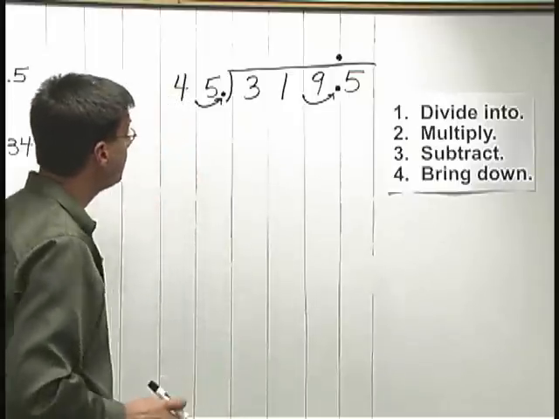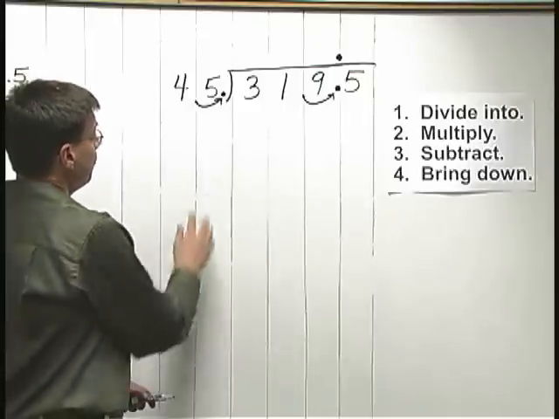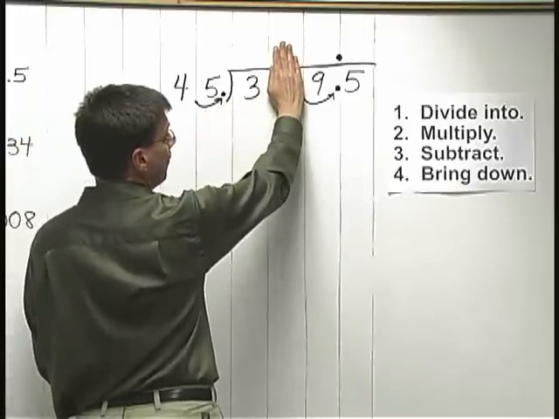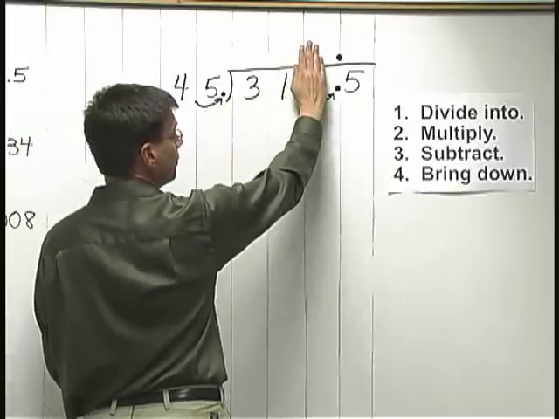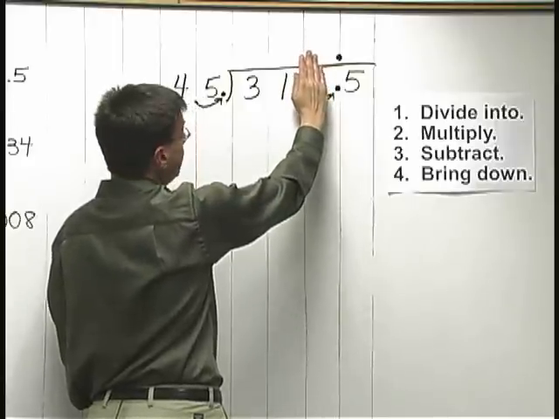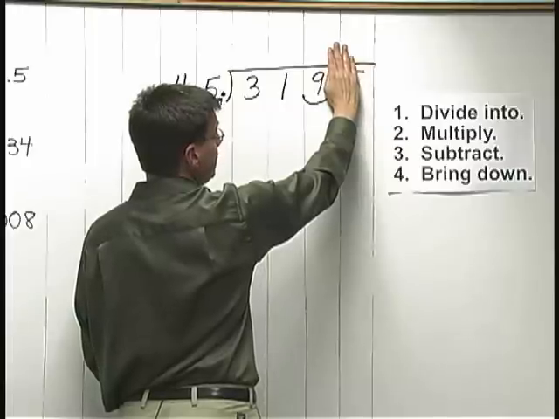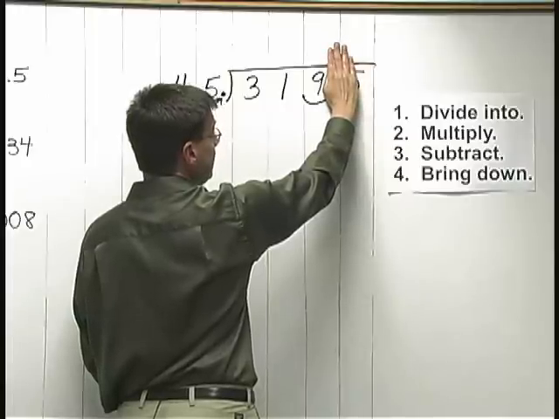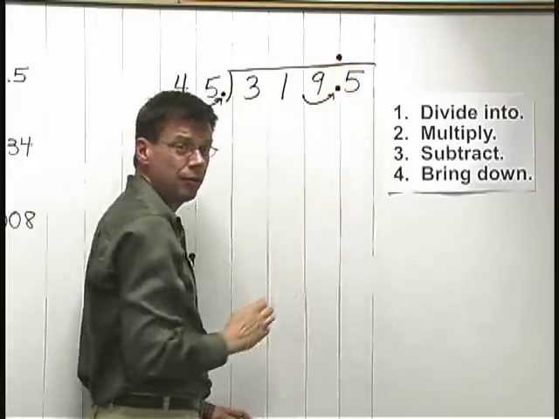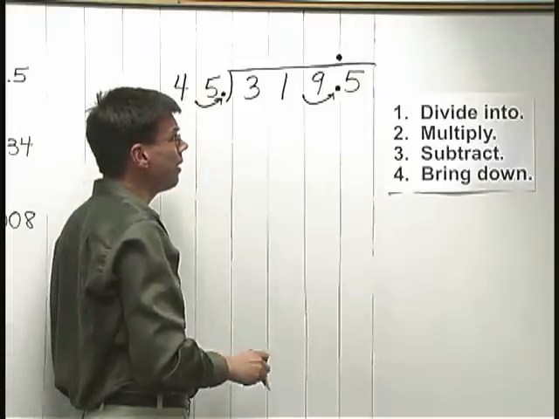Now let's go ahead and start our long division process here. We now have a 45 out in front. Does 45 go into 3? No. So I look at 31. Does 45 go into 31? Not even one time. So I look at 319. I have 319 in front. 45, how many times does that go into 319? Well, 319 is pretty large.